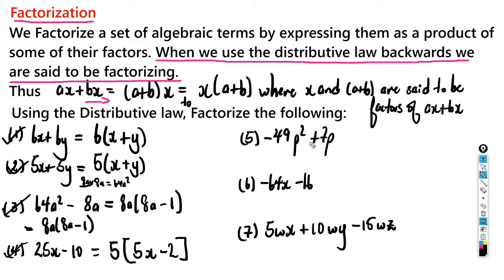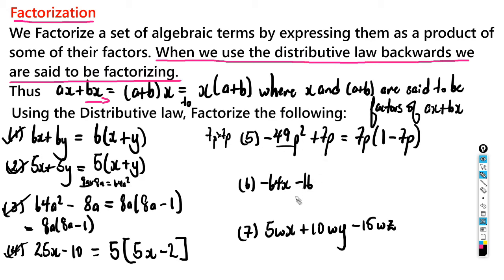Okay, so the next one here we have a negative 49p squared, and we have plus 7p, right? So this one is pretty similar to number 3. If we multiply 7p by 7p, we're going to end up with 49p squared. So we can factor out a negative 7p here, and we'd end up with 7p times (7p minus 1), because negative 7p times a positive 7p would give us negative 49p squared.